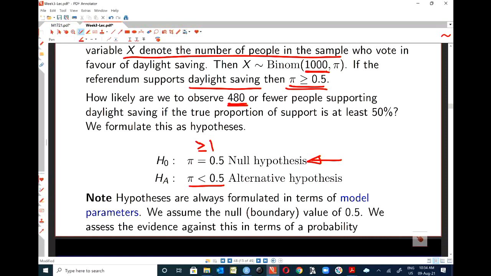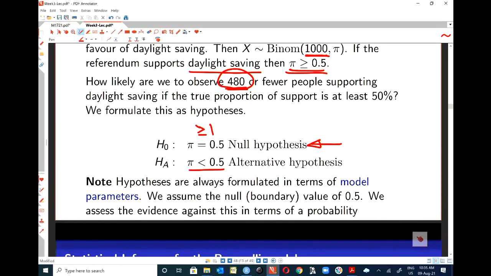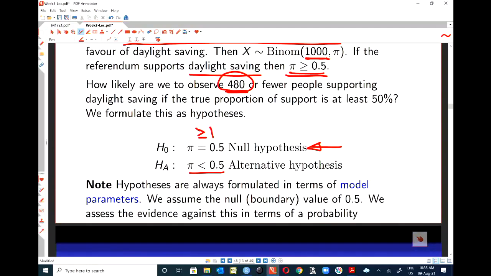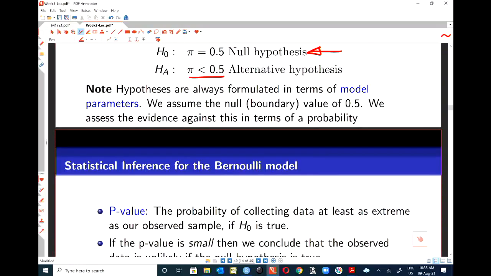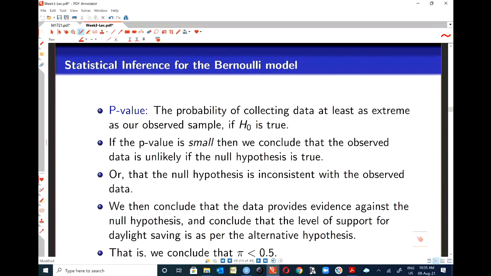And of course, I've also got fewer than 50% in my data as well, so that also guides me in some way. So I'm going to have a look at this hypothesis testing as I go through. This is my null hypothesis and alternative hypothesis, based on my data. I'm looking at how likely I am to observe 480 or fewer people in support of daylight saving in my sample. So I've got my probability model, and what we base our decision on is this idea of p-value. I'm going to look at the probability of getting data as extreme as I've got.